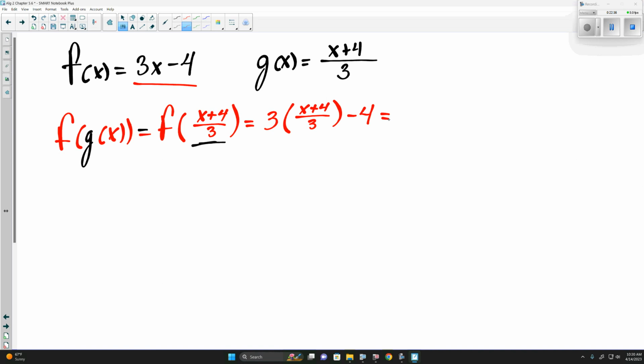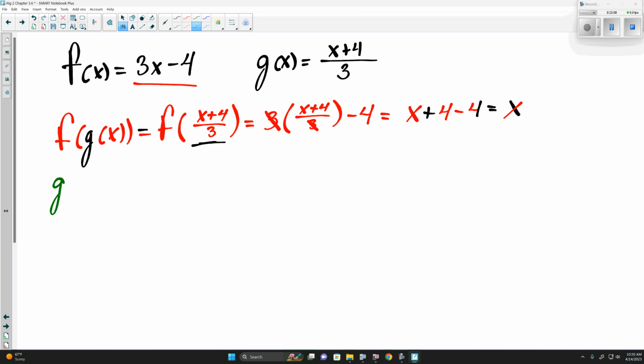Well, some of this will simplify, because if we multiply that fraction by 3, what's going to happen? The 3 and 3 would cancel out, yes? So you just have x plus 4 minus 4, which is just x. Okay.